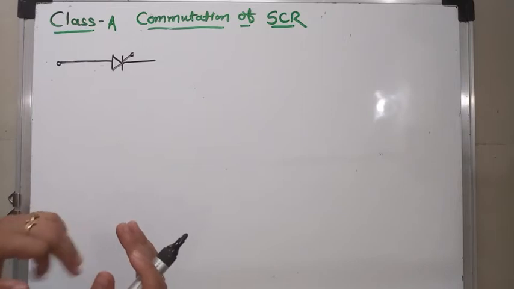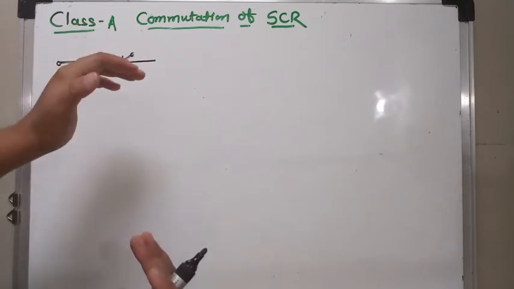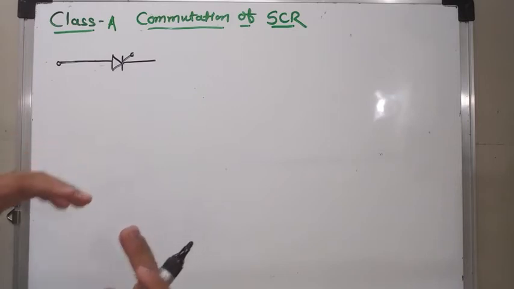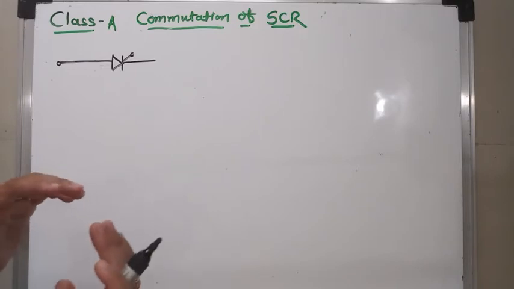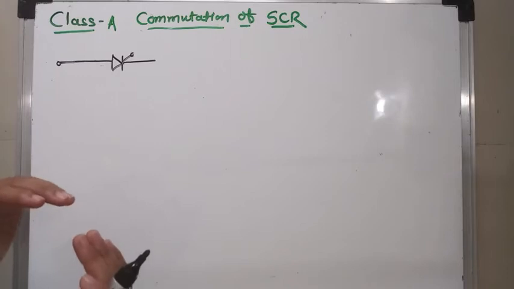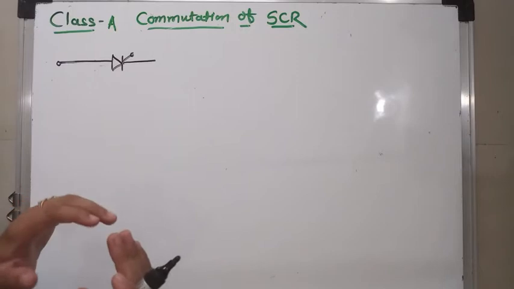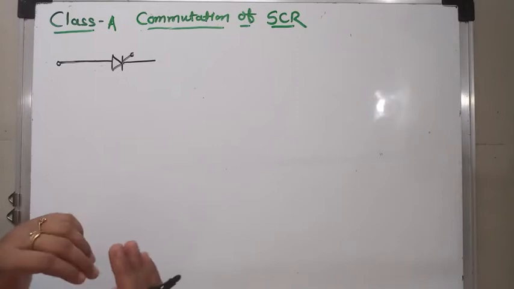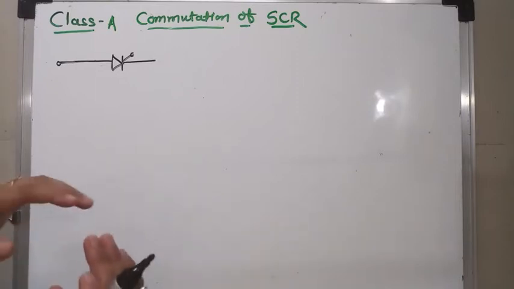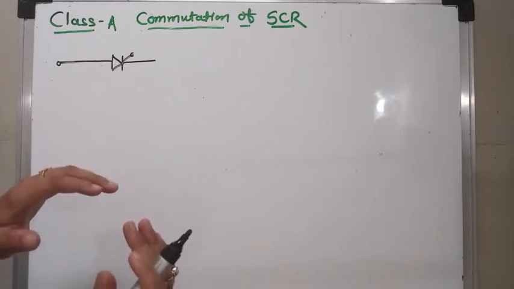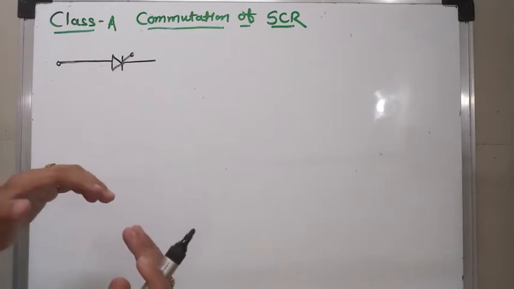Now today I am going to discuss the class A commutation of SCR, which is one of the methods of forced commutation. In forced commutation, the SCR or thyristor is forced to turn off. Now let's see the diagram of the class A commutation. There are two types of diagram, and class A commutation is also referred to as load commutation. Why it is referred to as load commutation, I will explain later.